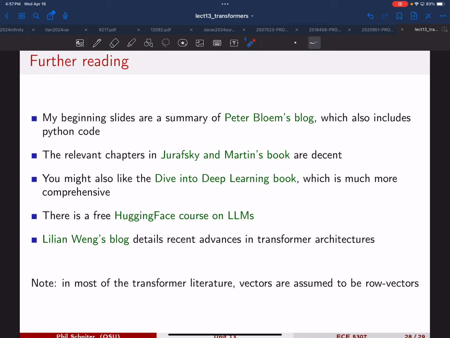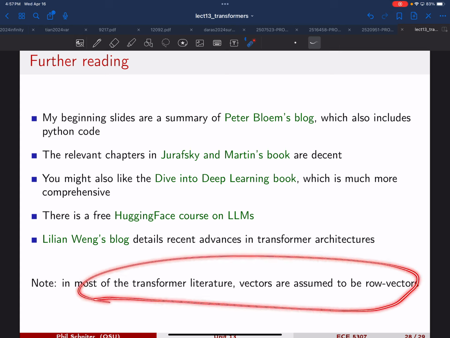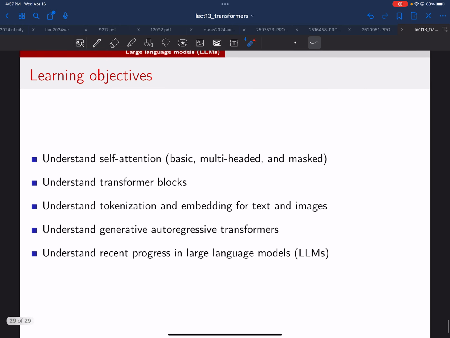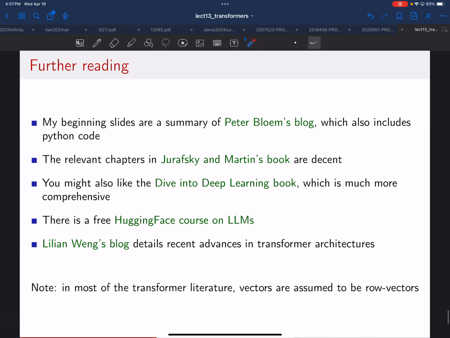Just one note: in our class and in most sources that I've seen until now, vectors are always column vectors. That's just the assumption. But in all the transformer literature, vectors are always row vectors. So just keep that in mind. For some reason, they want everything to be row vectors, so you always have the vectors to the left of a matrix. Okay, so that's all I have prepared. Any questions on anything?